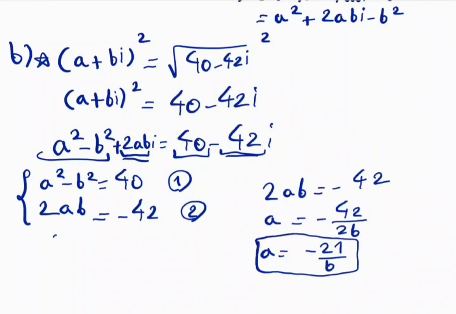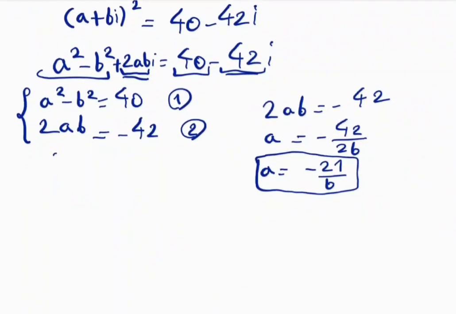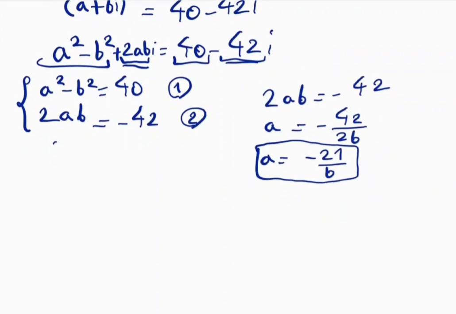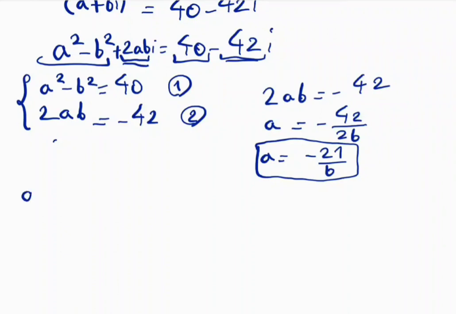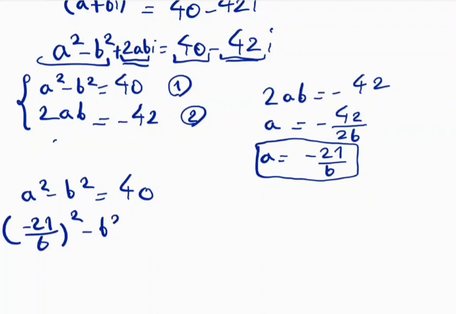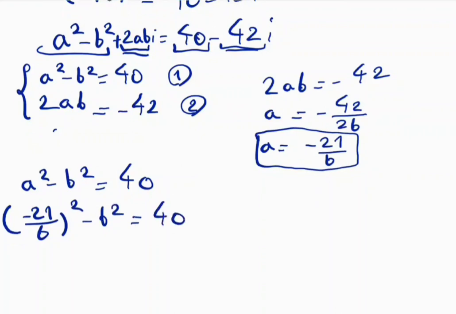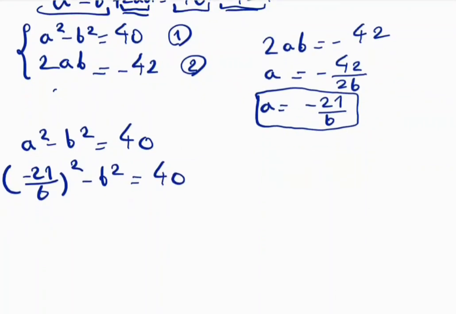So this is the value of a, and we can substitute this into equation 1. Equation 1 is a squared minus b squared equal to 40. Now let's substitute that into here. So minus 21 over b squared minus b squared is equal to 40. Now let's solve this. So we get 441 over b squared minus b squared is equal to 40.